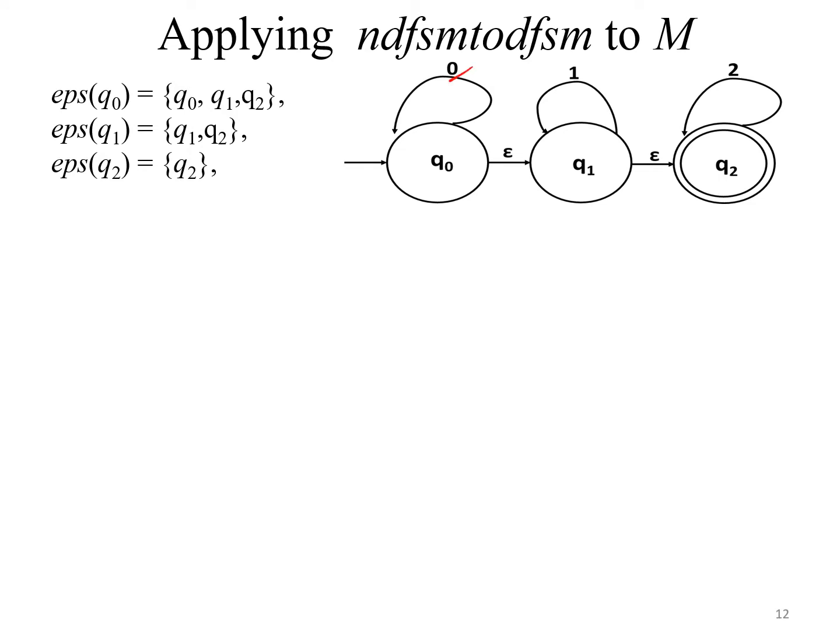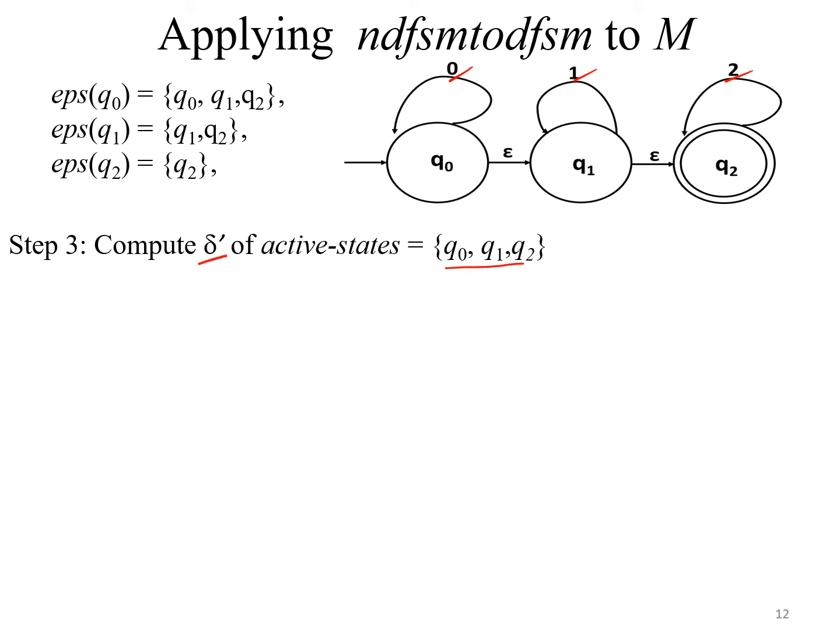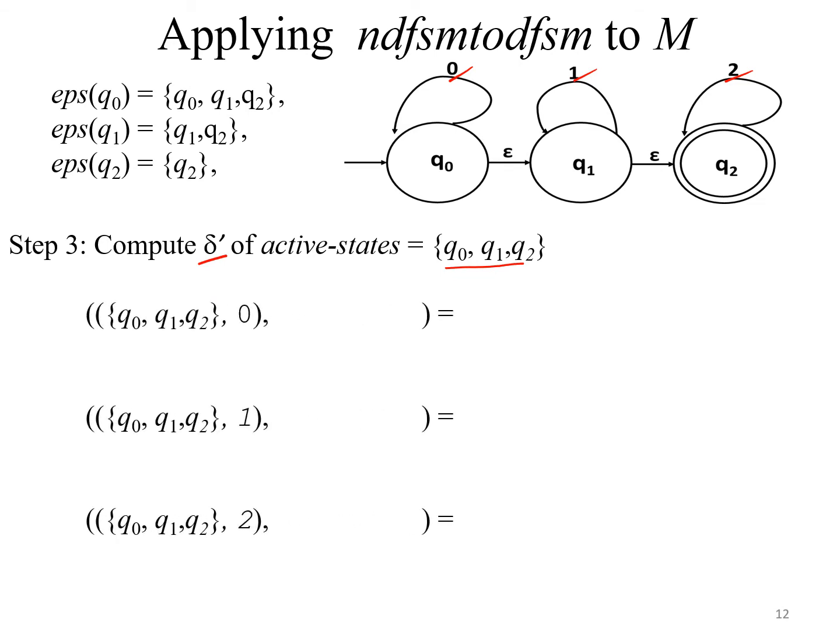Here sigma is 0, 1, 2. In step 3, we compute delta dash of active state Q0, Q1, Q2. That is delta dash of Q0, Q1, Q2 with 0, 1 and 2. So let us compute one by one. Delta dash of Q0, Q1, Q2 with 0 is equal to EPS of delta of Q0, 0 union delta of Q1, 0 union delta of Q2, 0.